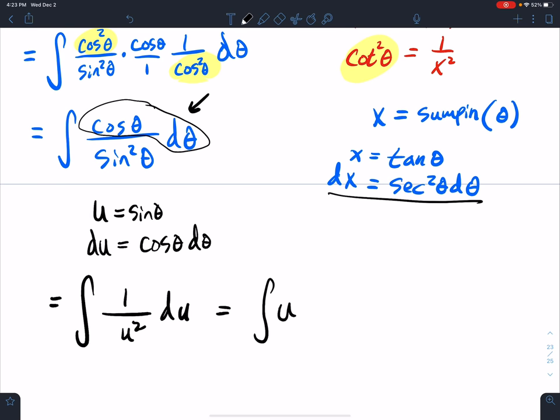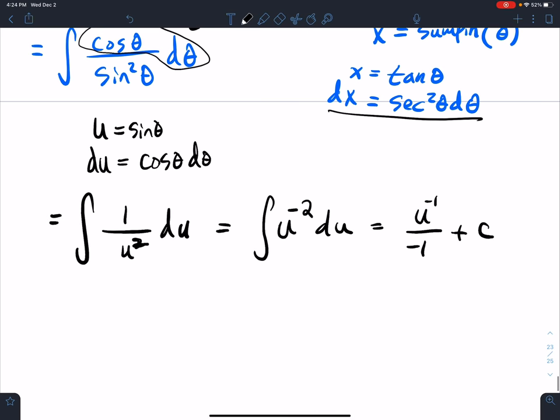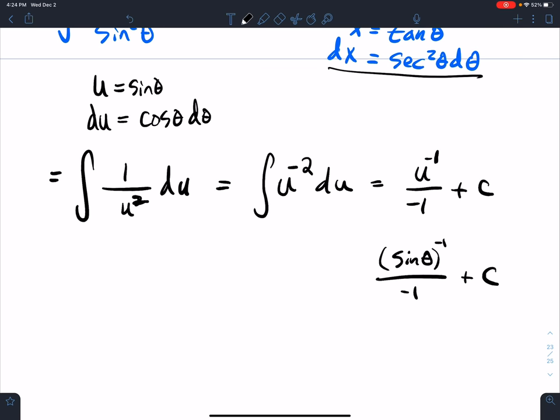So this is the integral of u to the negative 2. Exponent rules, right? Always convert, so you're not doing something silly. Add 1 to the exponent, negative 1, divide by it, plus c. And what is u? So recall that this negative 1 here doesn't mean inverse, okay? It's the reciprocal. So be careful with that. So we flip it over. So this becomes negative 1 over sine theta plus c.